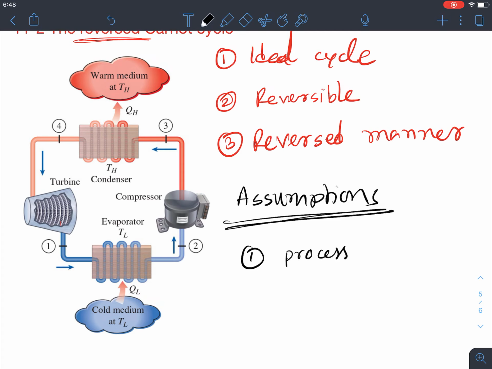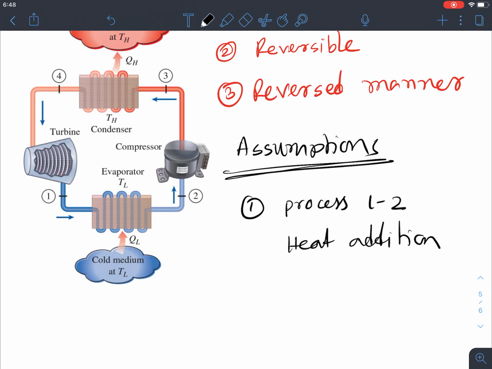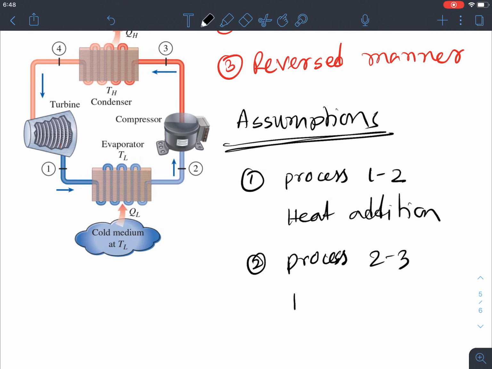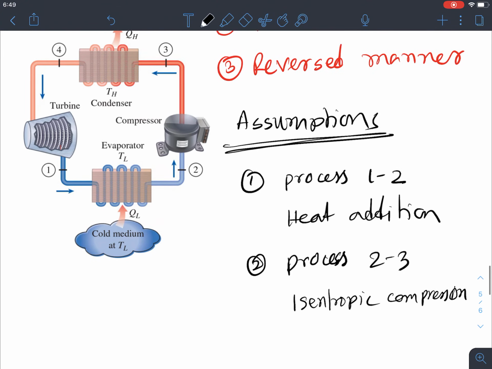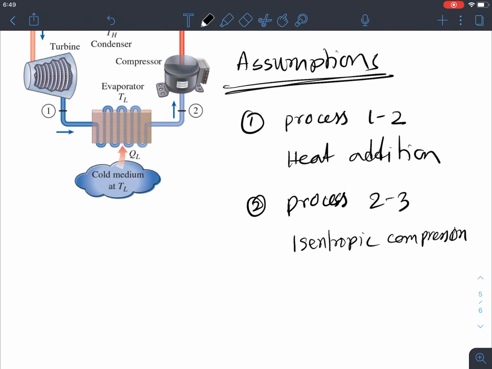Process 1 to 2 is heat addition, right? And then process 2 to 3, it's basically isentropic compression, right? And then process 3 to 4 is heat rejection.